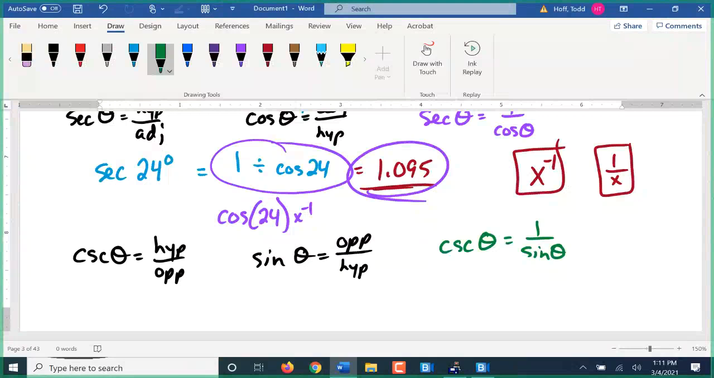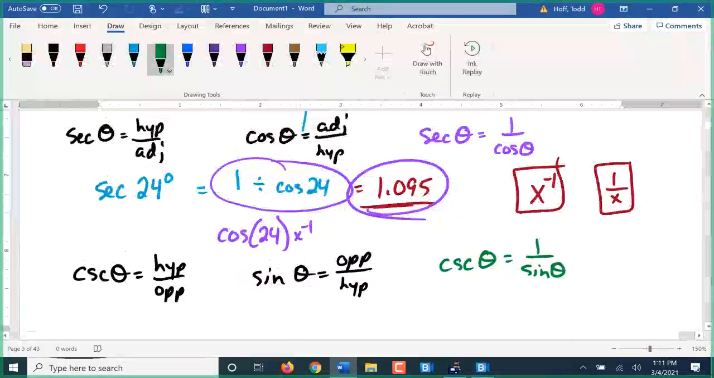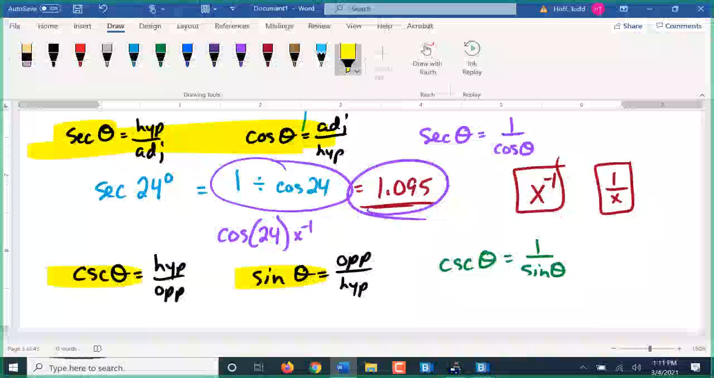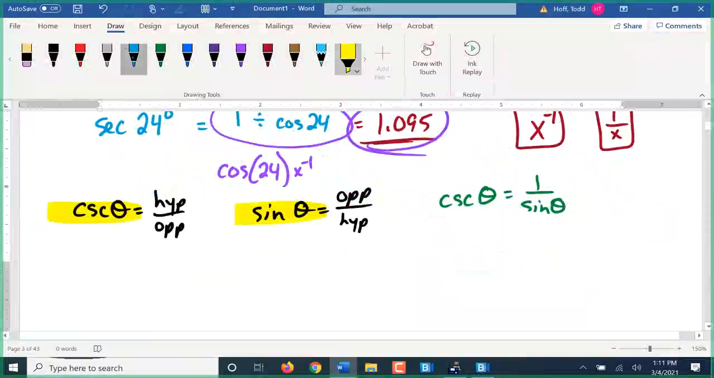Be careful with these reciprocals because it's kind of backwards from what you would think. Secant goes with cosine, cosecant goes with sine. You would expect it to be the other way around. You'd expect cosine to go with cosecant. They do not. That is not true. The secant goes with the cosine. Cosecant goes with the sine. So they're backwards there.